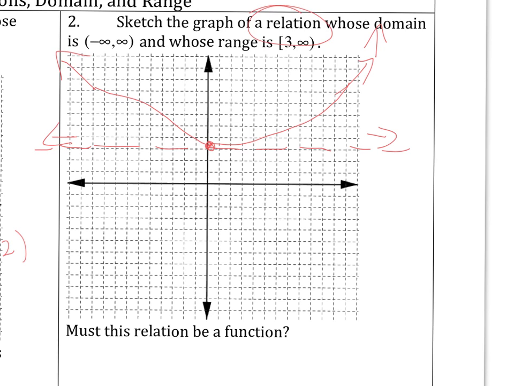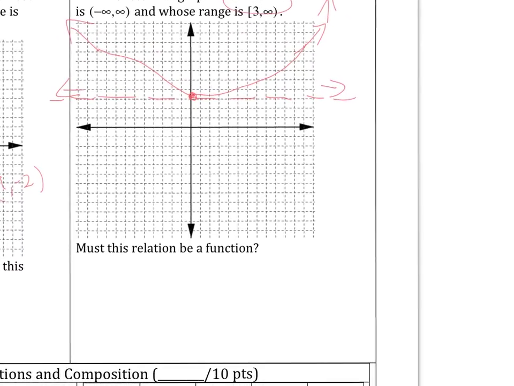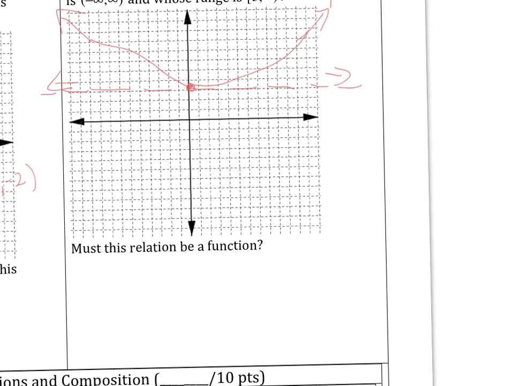So this has a domain going to -infinity and going to +infinity. I showed that by having this run off my graph and including arrows. It starts with a lowest point at 3. There's my point 0, 3. That can be anywhere at 3 or multiple places at 3. And then it's continuing up off the graph, so we assume that's going to positive infinity. Must this relation be a function? Based on how I drew this, it passes the vertical line test. So this relation is actually a function.